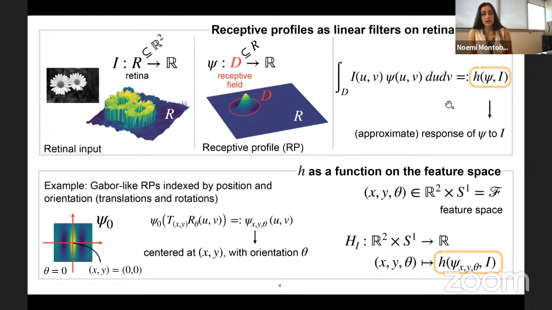So this output H, the output of this filtering, approximates the response of one single cell to the image I. But let's suppose that we have a whole family of receptive profiles. The simplest possible way in which profiles of simple cells can be modeled is by translations and rotations of one base filter psi 0.